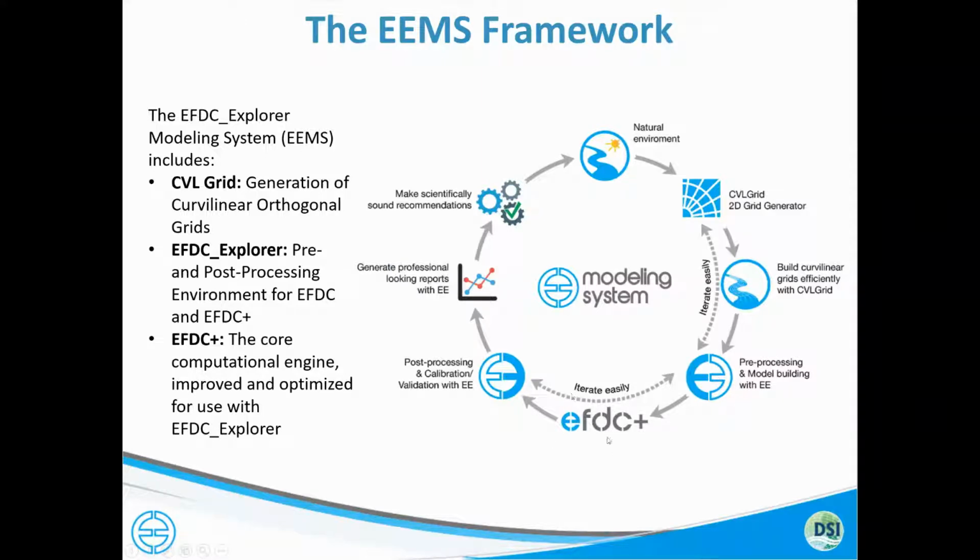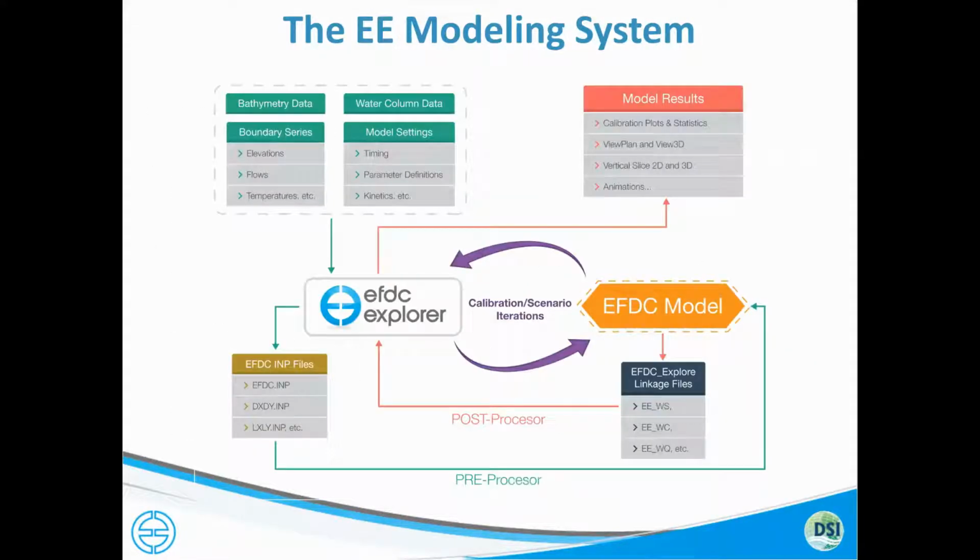You run the model, which is the EFDC Plus three-dimensional hydrodynamic model. Output from that is then post-processed by EE into various reports and analyses, and one of those analyses now is the habitat analysis. So just a different way to look at that same information.